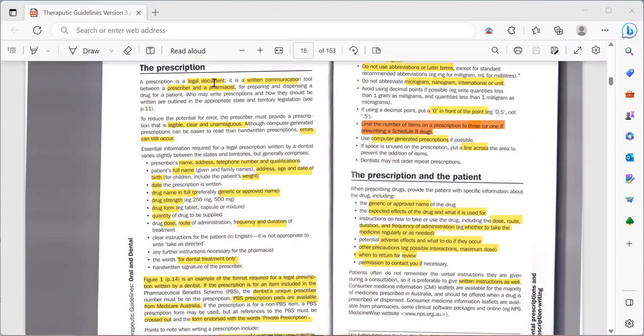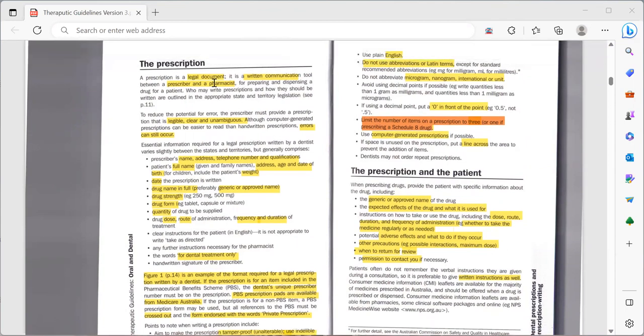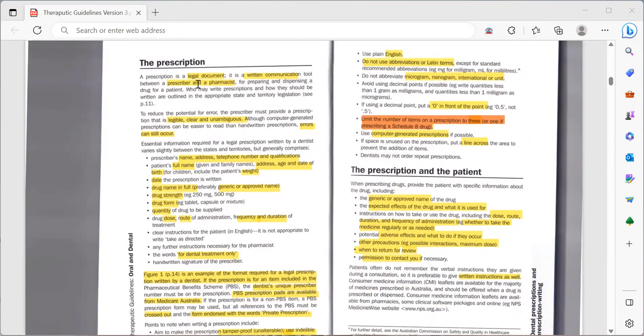The prescription that you need to write today, we will be studying how to write down a prescription and what would be a valid prescription. A prescription is a legal document. It is a written communication tool between a prescriber and a pharmacist for preparing and dispensing a drug for a patient. Who may write prescriptions and how they should be written are outlined in the appropriate state and territory legislation.